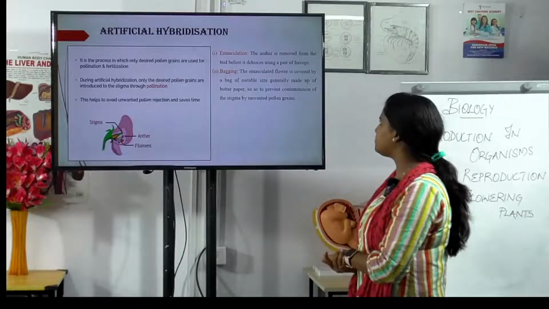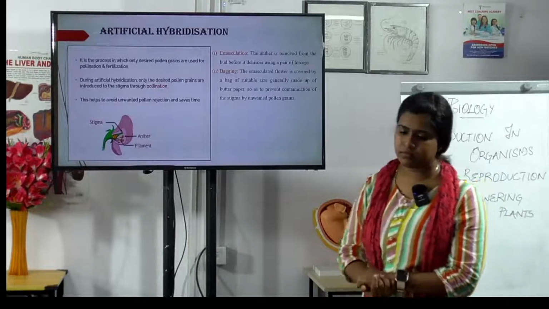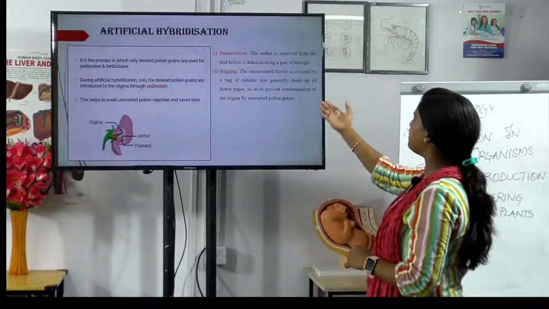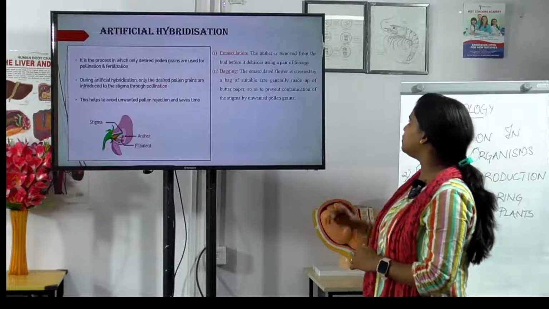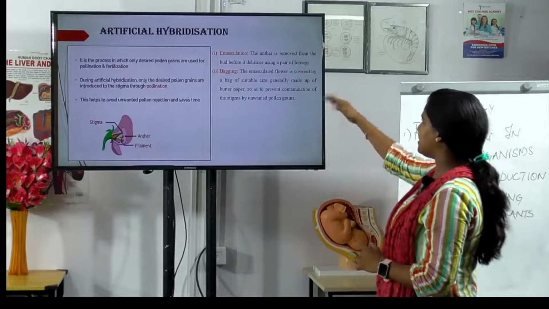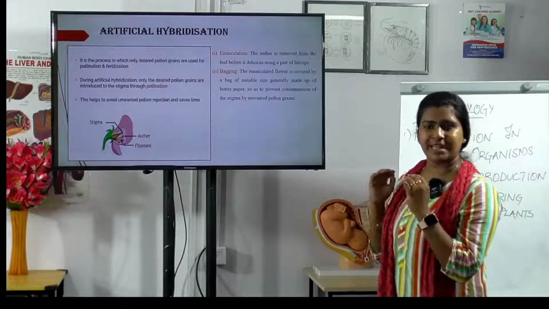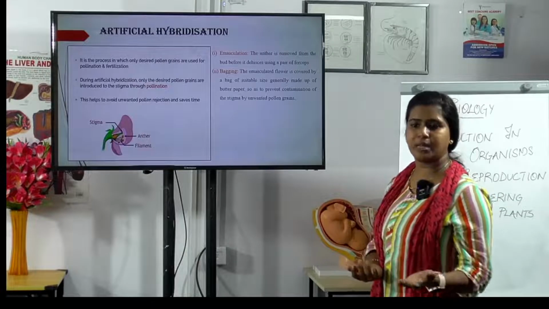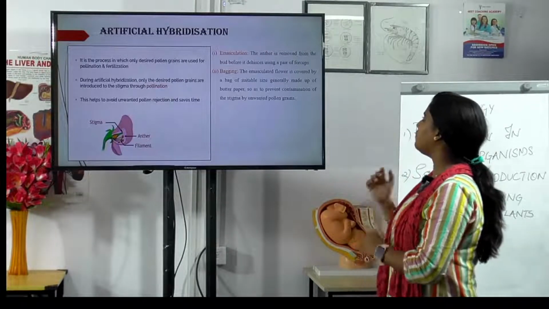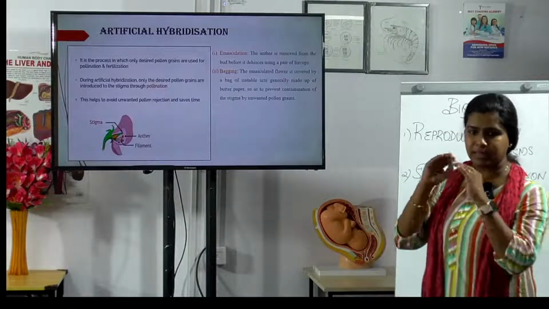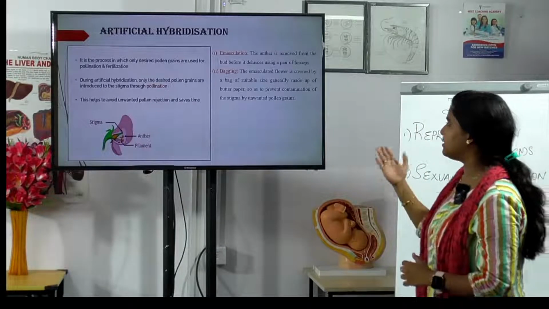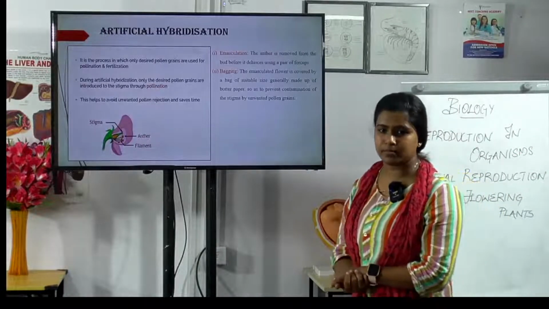Emasculation, what happens? First they cut the anthers. They remove the anthers from the bud before dehiscence using a pair of forceps. They cut it. The other step is bagging. Once the flower is emasculated, what is emasculation? Nothing but the removal of anthers. The emasculated flower is covered with a bag of suitable size, generally made of butter paper. They cover only that flower with butter paper, so it may prevent contamination of the stigma by unwanted pollen grains. Okay, two steps.